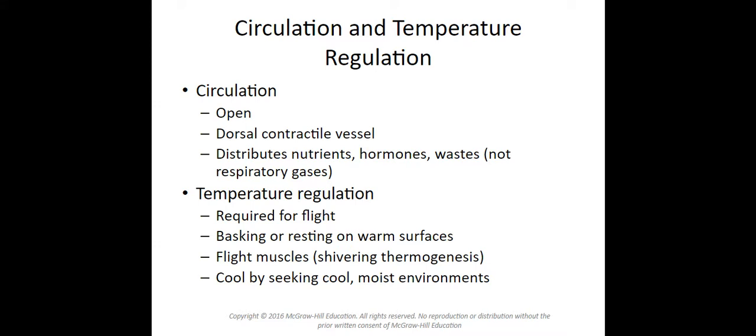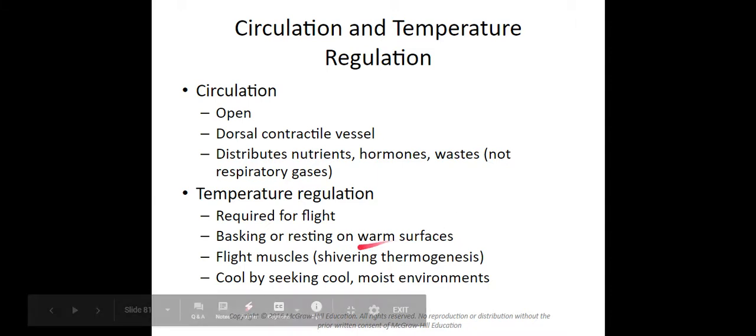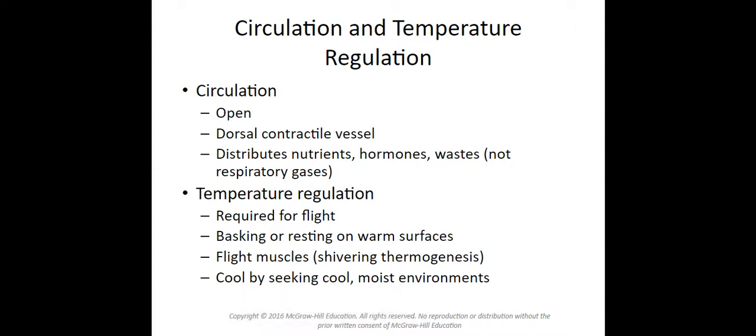For temperature regulation, they have to keep their body at a regular temperature, just like pretty much all living things do. And that's really important to make sure the muscles work for flight. So when they need to get warm so they can actually fly away, they will bask or rest on warm surfaces, just like a reptile will do. And they might also use their flight muscles to shiver to help warm up their body. And if they get too hot, they're going to find cool, moist environments. In the summer, you can often find insects under leaves and under rocks and stuff like that, where they're cooling themselves off.